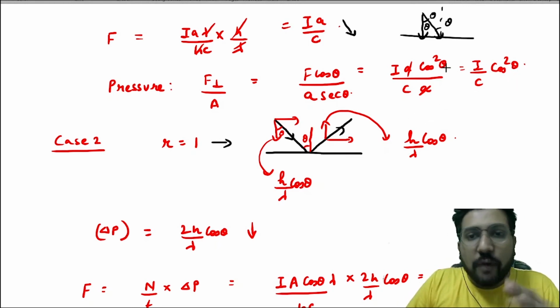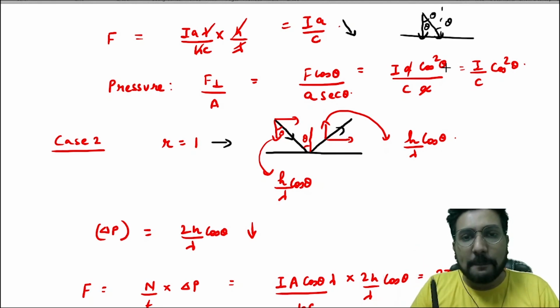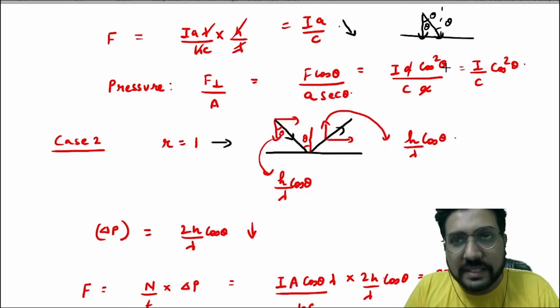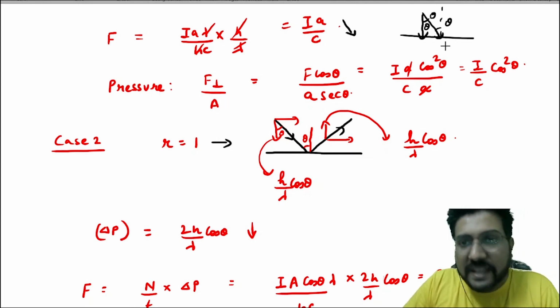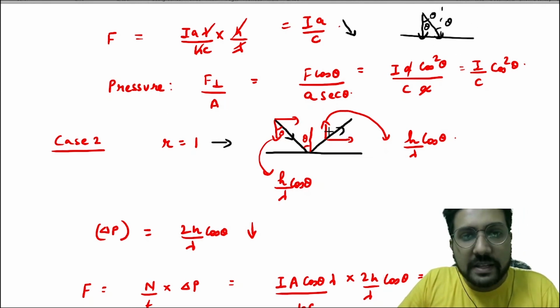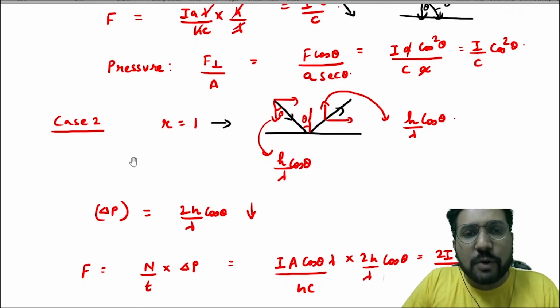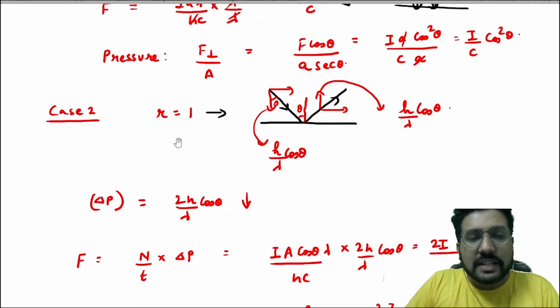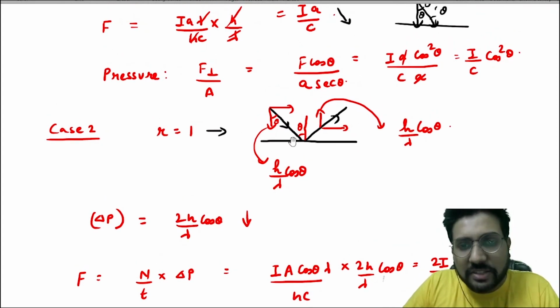That means the formula of pressure is the same whether they give you the area of the beam or the area of the surface. Remember here the pressure is force upon area of surface and not the area of the beam. And in case 2, if the reflective coefficient is 1, that means the surface is completely reflective. In that case, what change will you see?